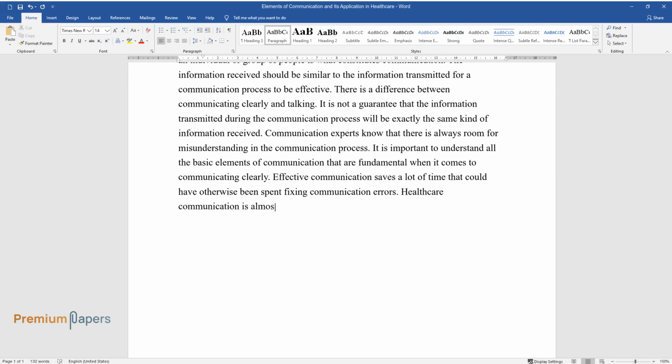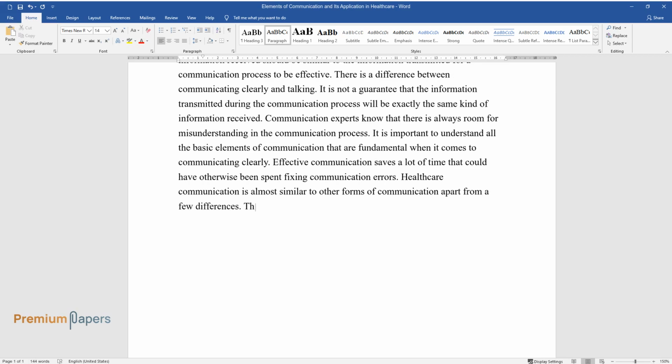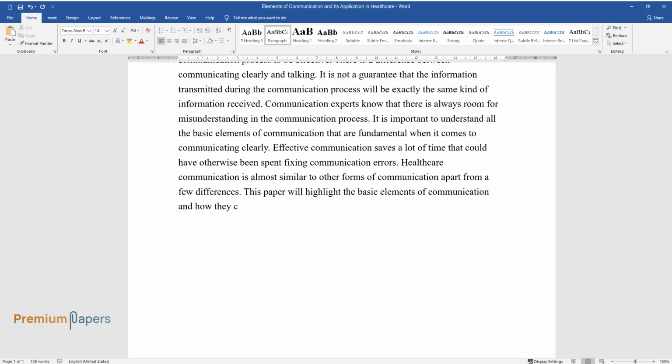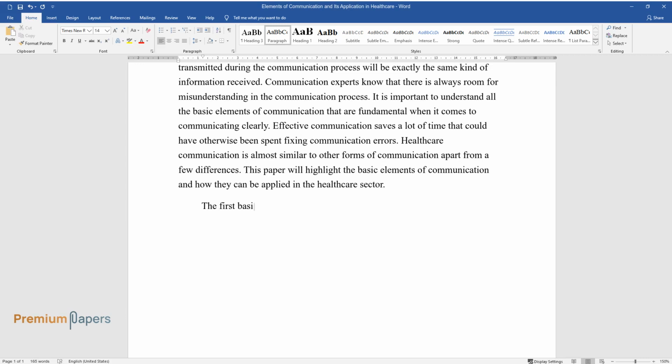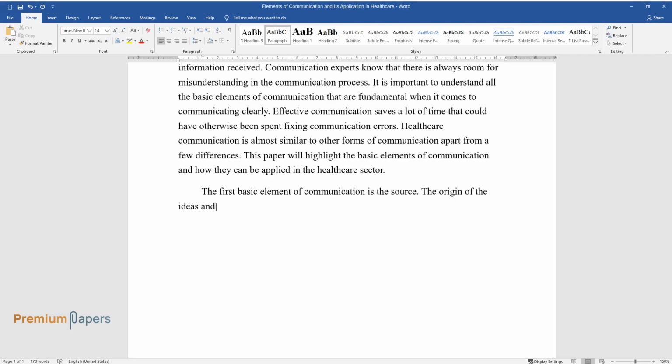Healthcare communication is almost similar to other forms of communication apart from a few differences. This paper will highlight the basic elements of communication and how they can be applied in the healthcare sector. The first basic element of communication is the source. The origin of the ideas and feelings to be transmitted is a very important element of communication.